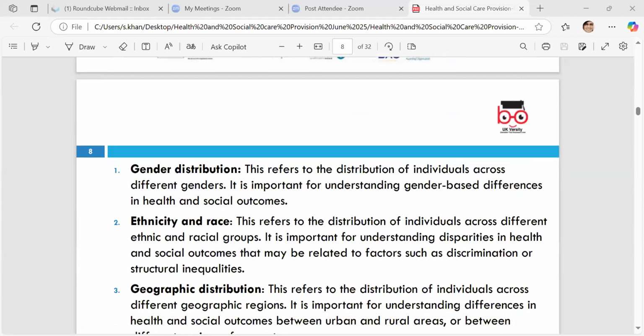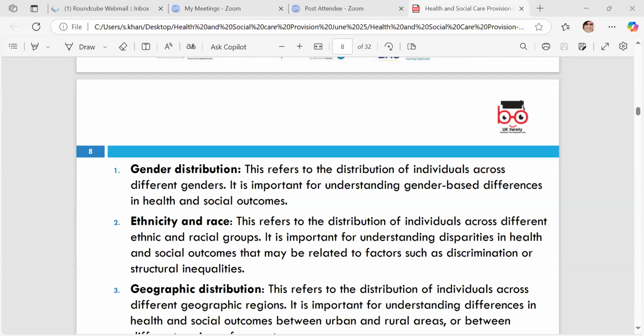So you've got gender distribution, and that refers to the distribution of individual different genders. So this is the number of males and females in a given population, and this distribution may refer to how many men or women are in the group, and the gender distribution of a nation has remained steady for years, with women accounting at the moment for approximately 51%. So it's quite a big thing for women.